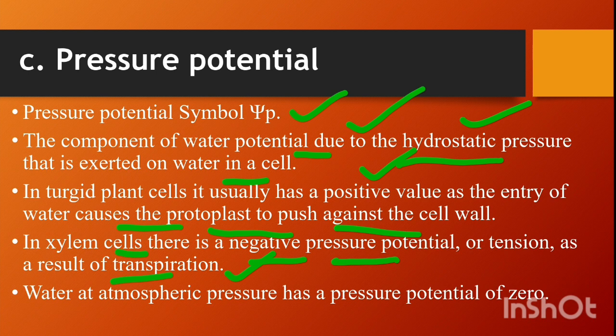So in xylem cells there is a negative pressure potential. Negative pressure potential will be created in the xylem cell. As a result, transpiration will occur and the xylem cell will absorb more and more water from the soil through root hairs. Water at atmospheric pressure has a pressure potential that is 0.